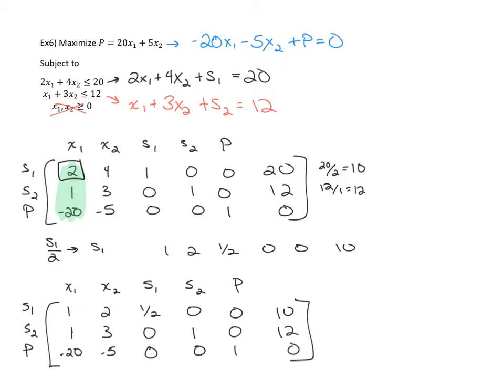From there, we can certainly multiply S1 times negative 1. So let's do that. Negative S sub 1 plus S sub 2 will be the new S sub 2. And lastly, we have 20 S sub 1 plus P will be the new P. So again here, pause the video, try that for yourself, and I'll be back in about 8 seconds with the new matrix.